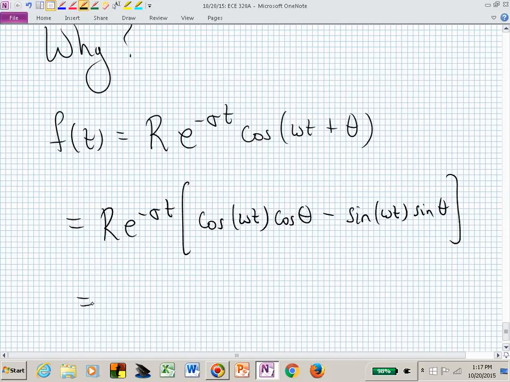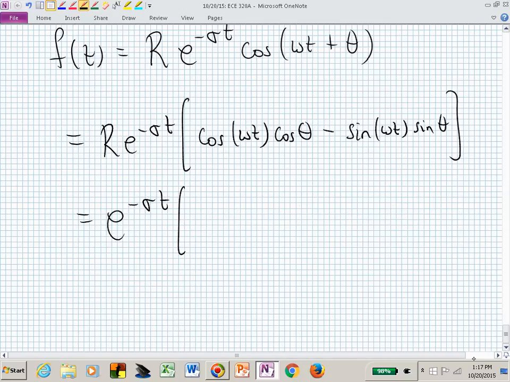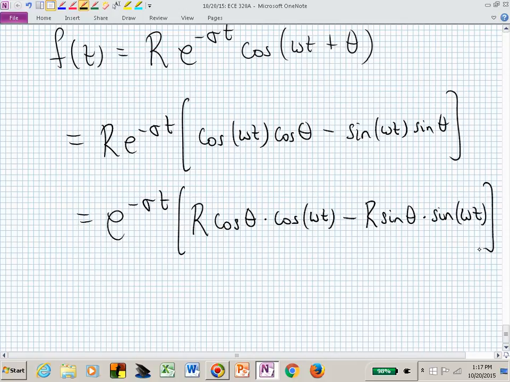Now let's push that r inside and just keep the exponential decay out front. And let's put the cosine omega and the sine omega on the far right of those two expressions so that I now have r cosine of theta times the cosine of omega t. And then I have a minus r sine of theta times the sine of omega t.